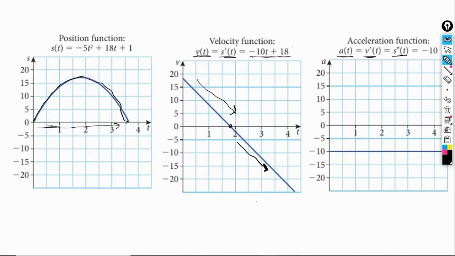Now if we do the derivative of this, notice that it's negative 10, and it's a constant acceleration, which makes sense in this case. So you see the graph of the acceleration, which is just a constant line at negative 10. Why is that? Well, because you have a constant deceleration, actually, a negative acceleration, which is due to the force of gravity. Remember that the force of gravity is approximately negative 10 meters per second squared.